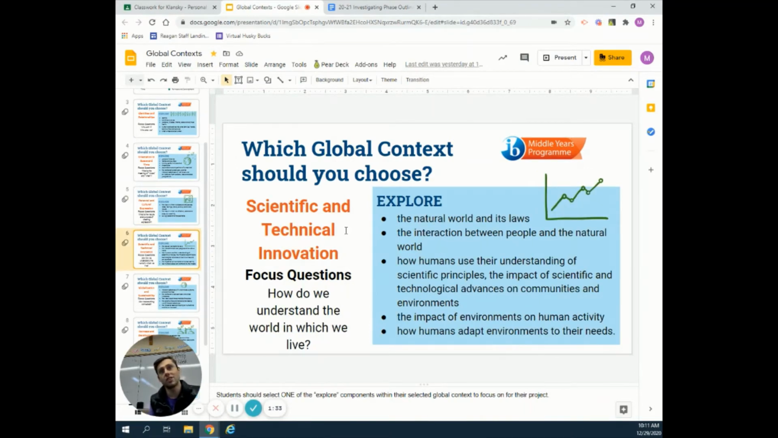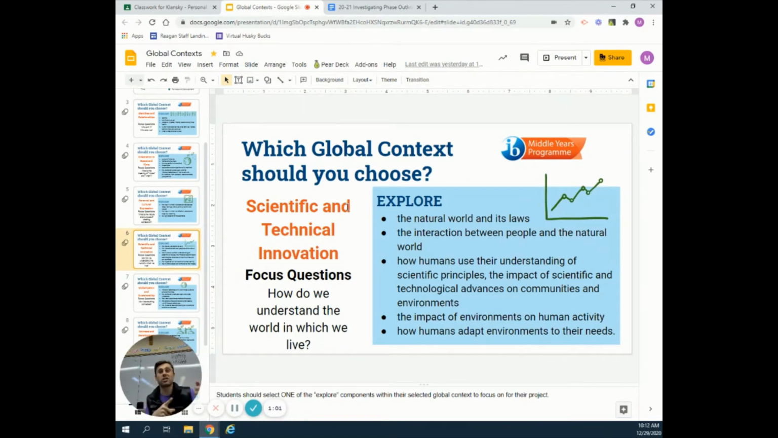Scientific and technological innovation is all about science. If your project's all about building something and learning something new in the scientific world, scientific and technological innovation. So you're learning how to code, or how to build something that cleans water or filters things, or a little robot that's going to make the world better, whatever it is. If it's about the building of it, scientific and technological innovation.